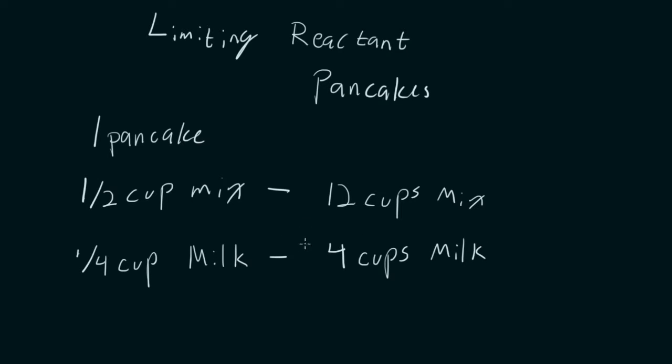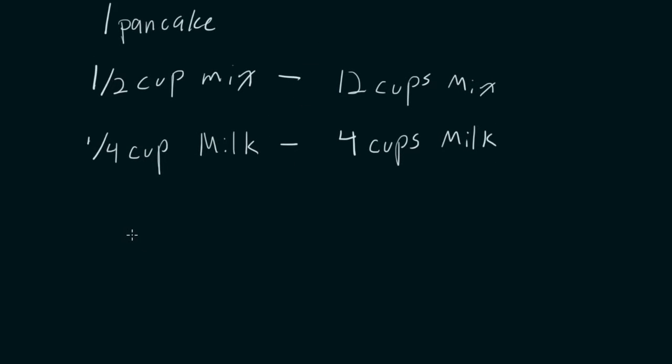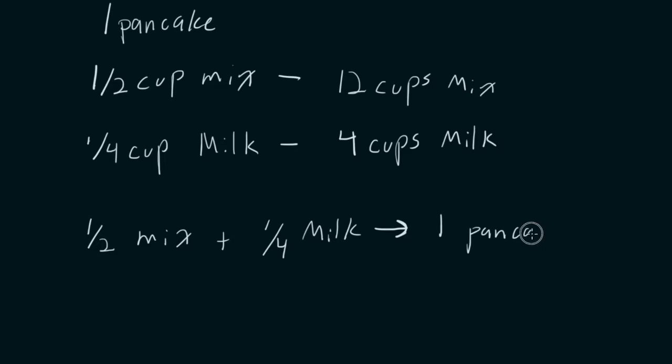So with this in mind, how many pancakes can I make? Well, this is great. We could put this into the same stoichiometric ratios that we've been working with. So let's go for every 1/2 cup of mix plus 1/4 cup of milk, I'm going to get 1 pancake. And I want to know how many pancakes can I make with this material? Well, 4 cups of milk and 12 cups of mix.